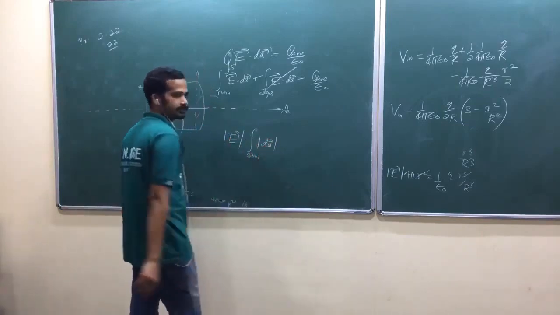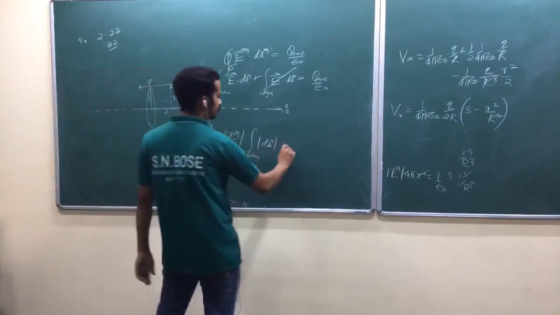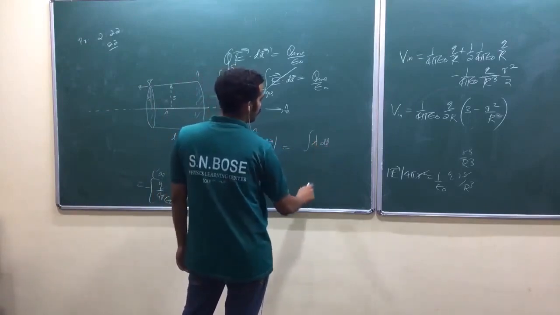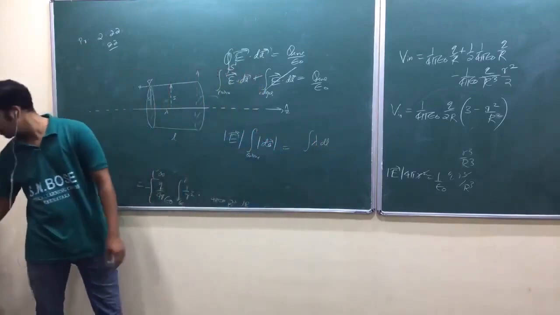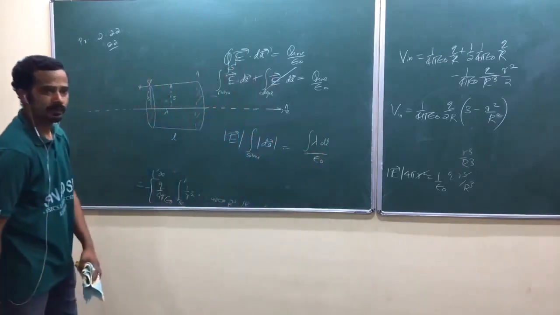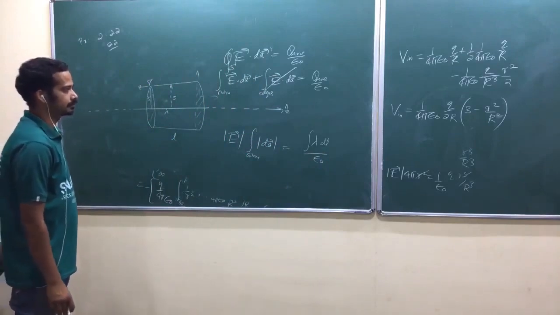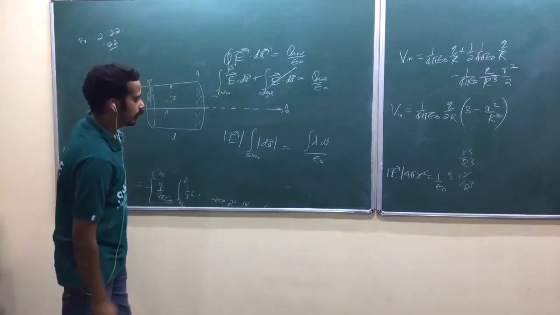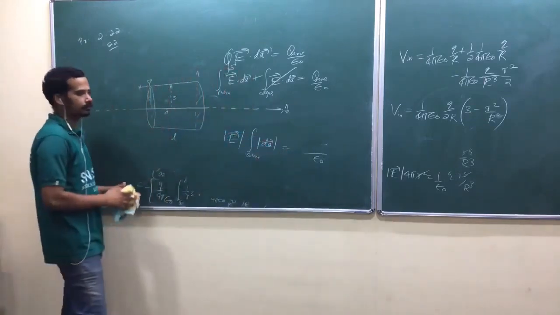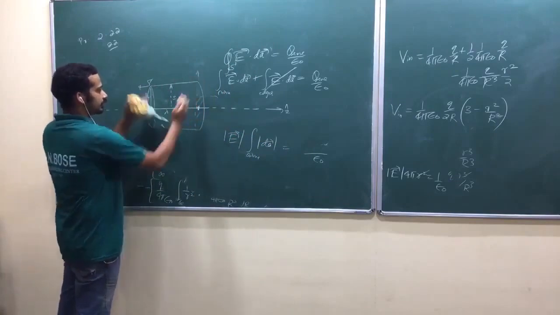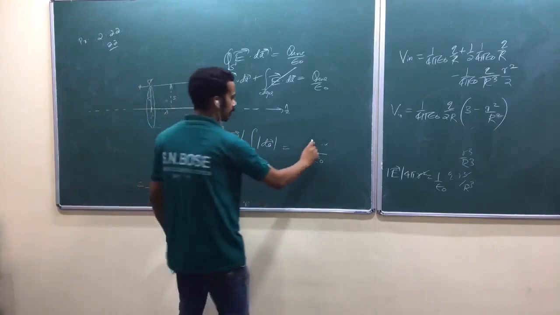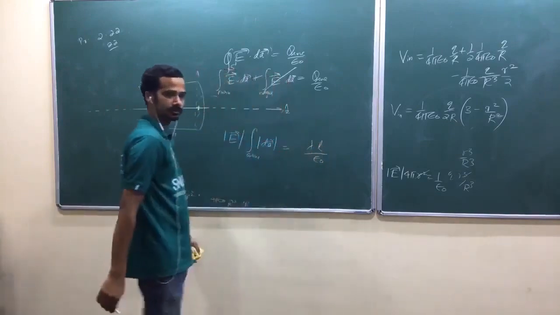This is the curved area. That's equal to Q enclosed divided by epsilon naught. How do you write Q enclosed? Integral lambda dl. Or you can directly write it, because you know it is uniform charge density. What is the charge within this region enclosed by the Gaussian surface? Lambda is charge per unit length, into length. You can write directly lambda into L. You don't have to worry much.